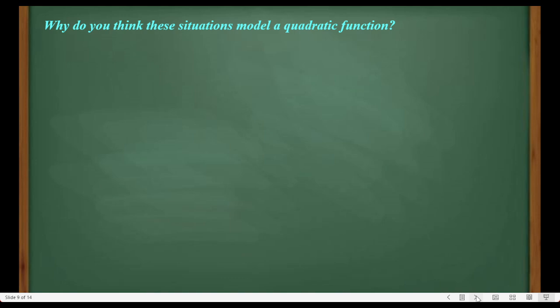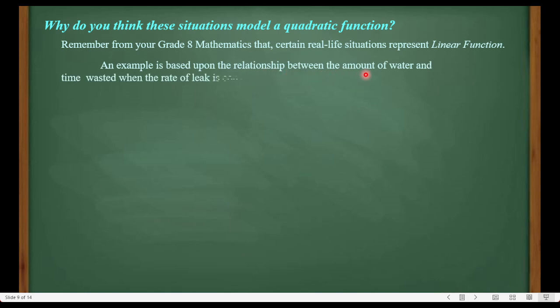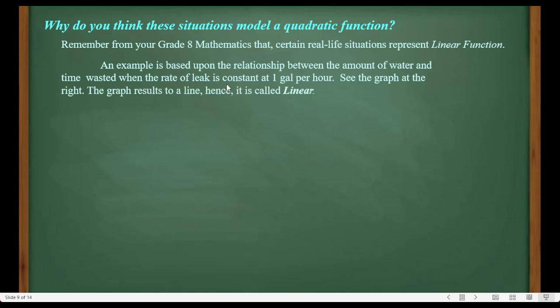Now, why do you think these situations model a quadratic function? Remember from your grade 8 mathematics that certain real-life situations represent linear function. An example is based upon the relationship between the amount of water and time wasted when the rate of leak is considered at 1 gallon per hour. See the graph at the right. The graph results to a line, hence it is called linear function.